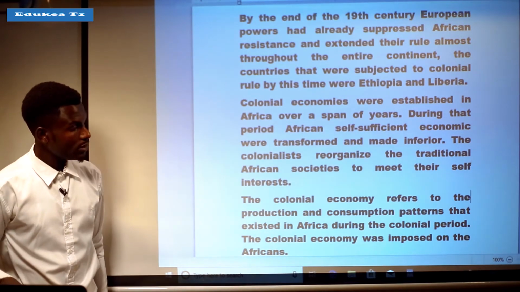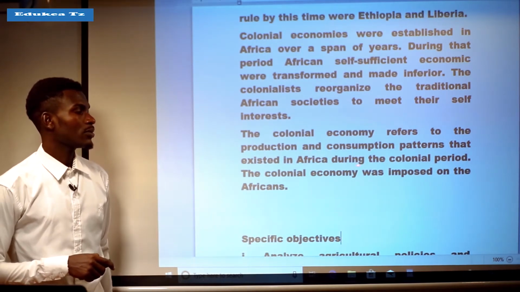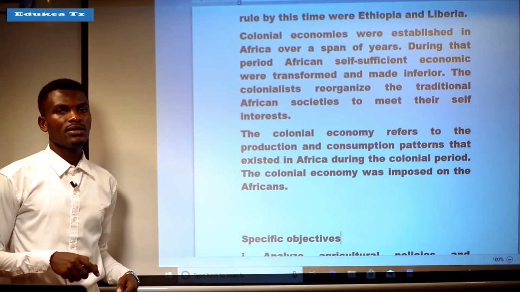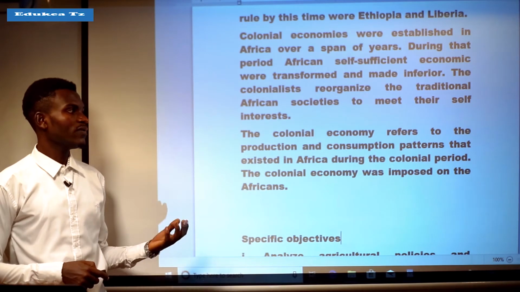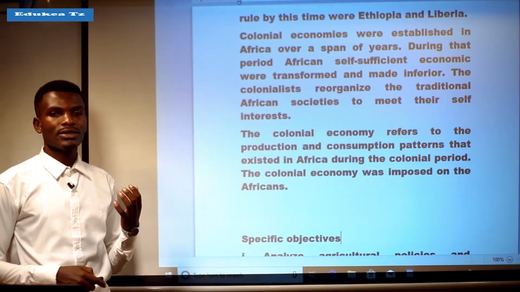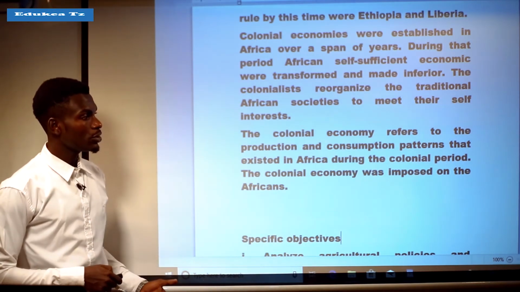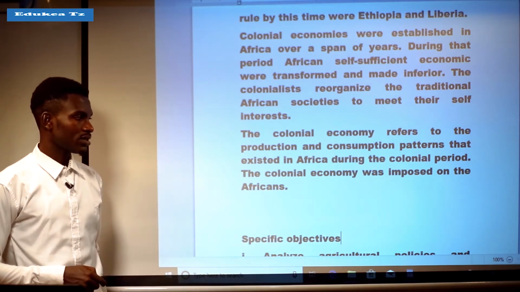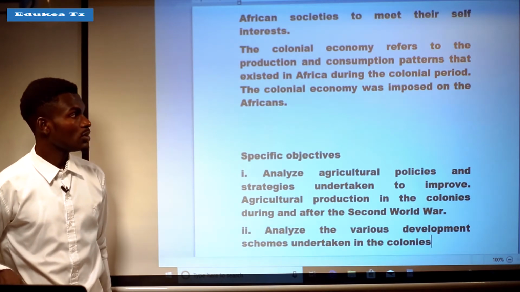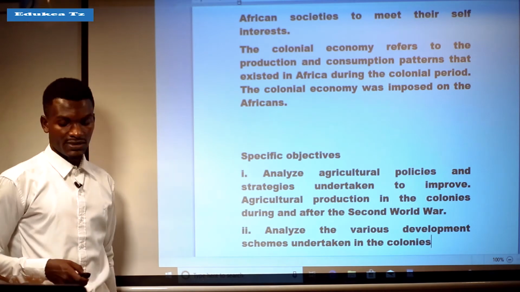The colonial economy refers to the production and consumption patterns that existed in Africa during the colonial period. The colonial economy was imposed on Africans, and with specific objectives.